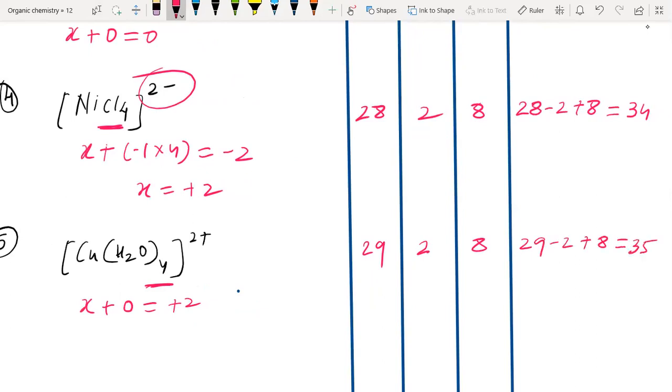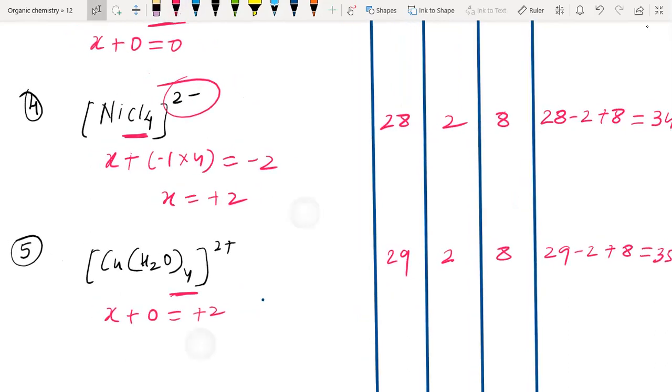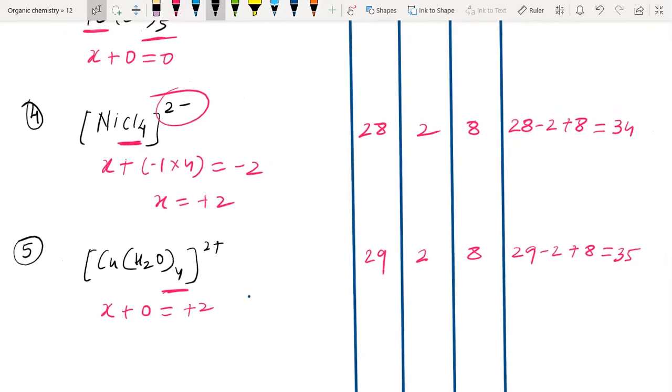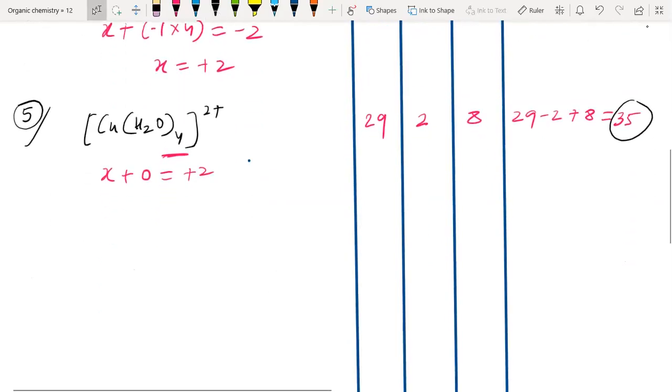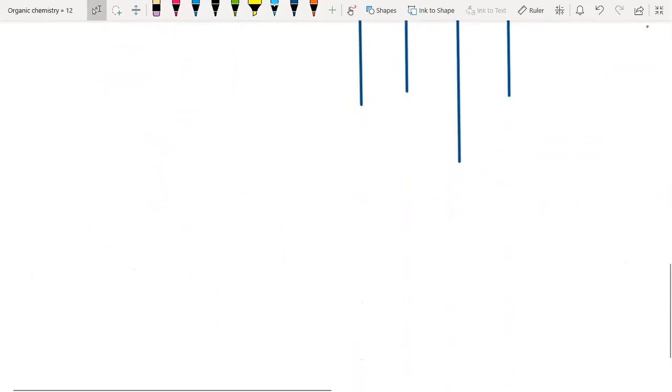So in some complexes, as you see here, in case of number 4 and number 5, the final number of electrons with the metal we are getting is 34 and 35. The rule says that it should be equal to the atomic number of the nearest inert gas. Now we'll see the definition of this EAN.